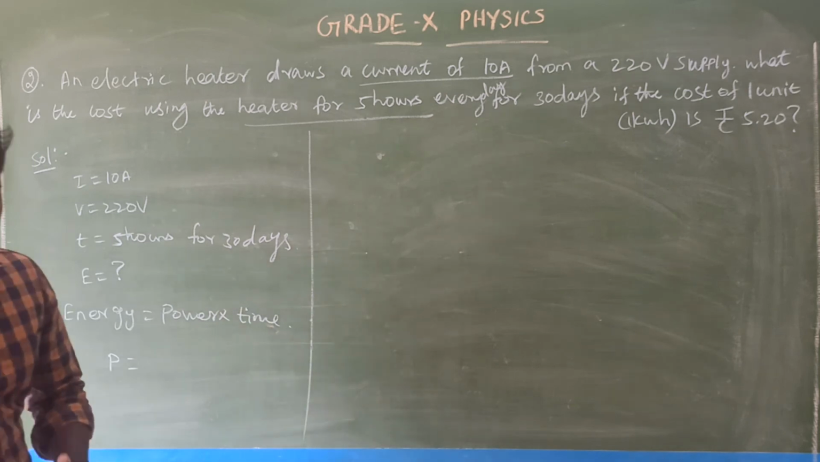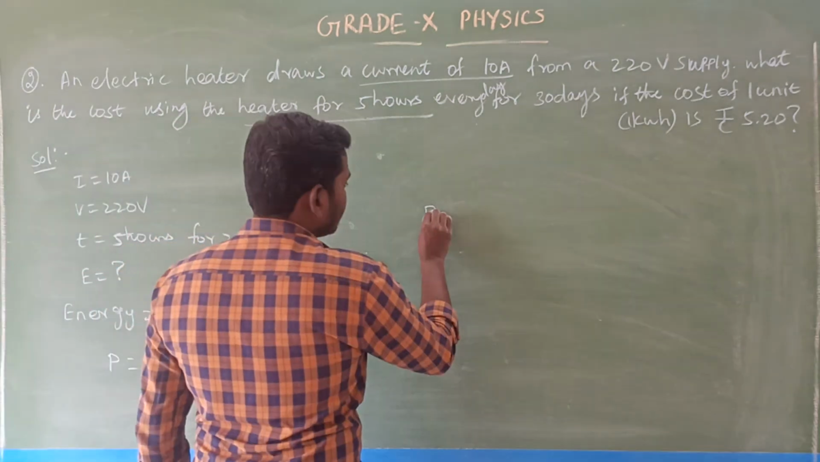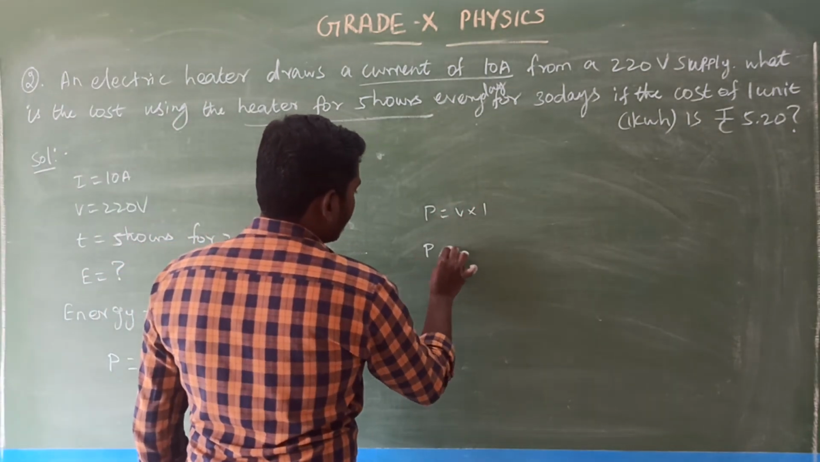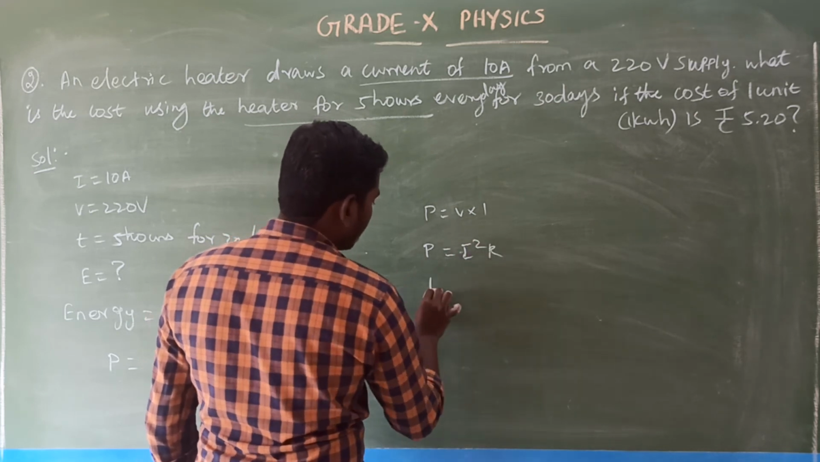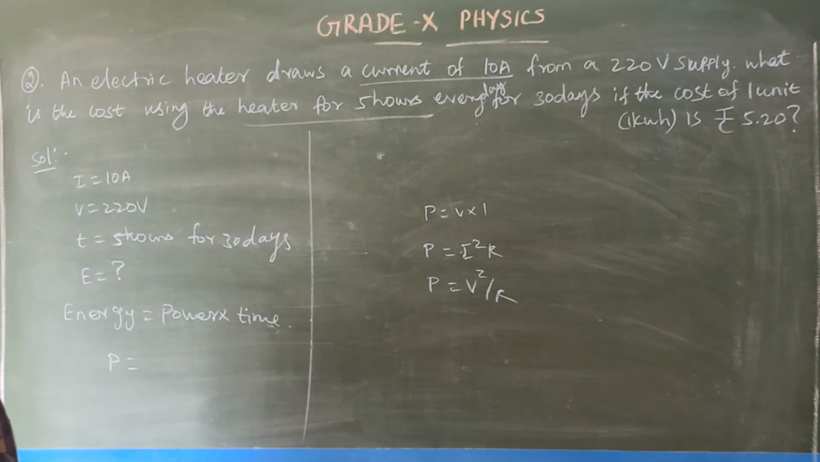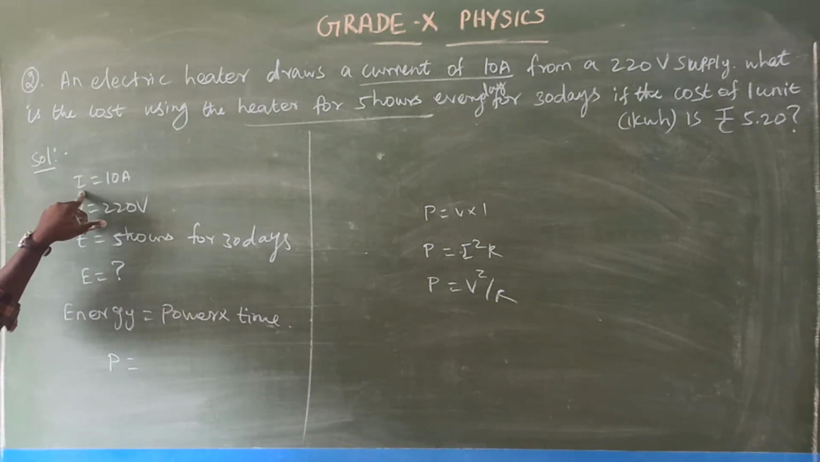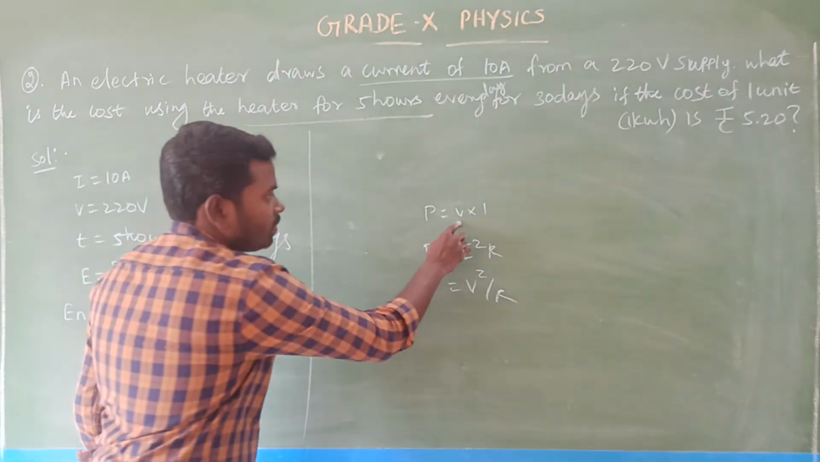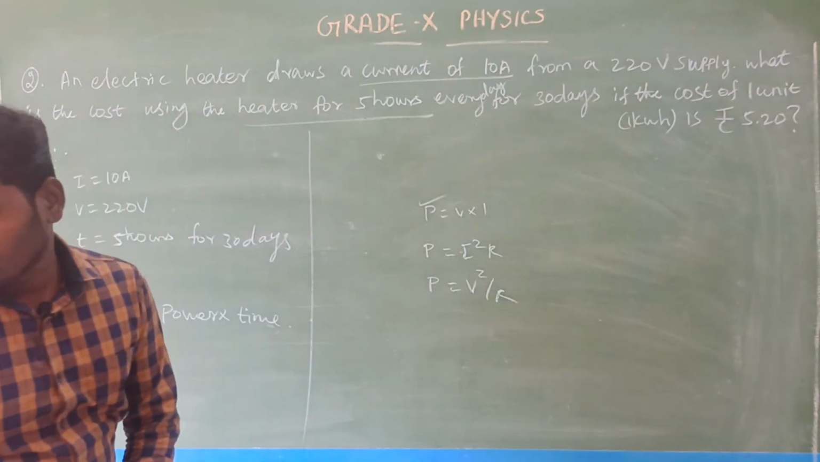To calculate the power we have three formulas. First formula: P equals V into I. Second formula: I squared R. Third formula: V squared by R. Note this point, here the V and I values we know, the current value and the voltage value. Which formula can we choose? V into I, the first formula.